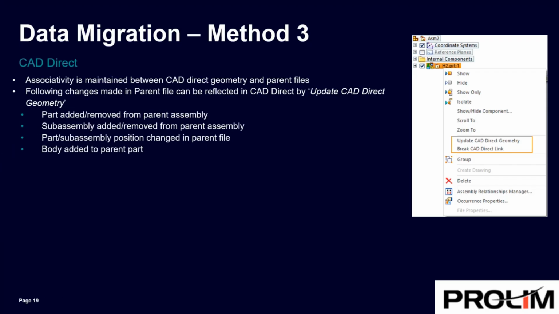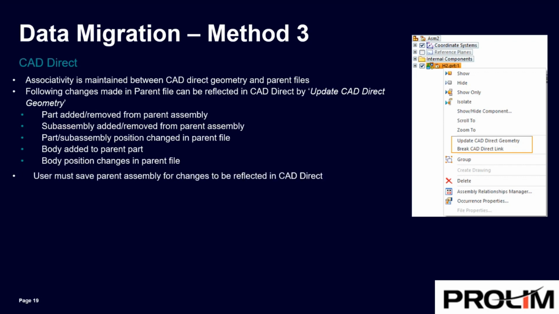So basically any kind of change that happens to the geometry of that source part, whether you added a part to the assembly, removed a part from the assembly, added something to a subassembly, the part's position has changed, or a body was added to the parent part. These are all types of changes that Solid Edge will identify and notify you that there's a change available, and then you can choose to pull that change directly into your file. So you don't even have to re-pull in that part. It'll just automatically update it for you.